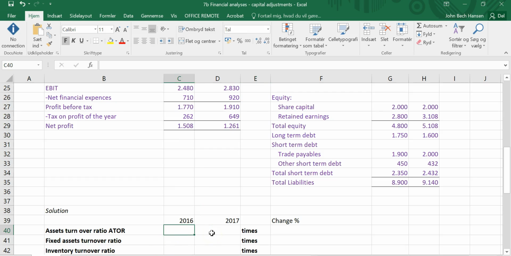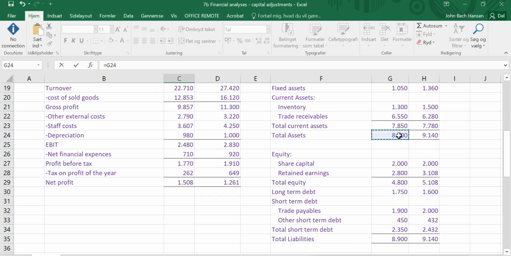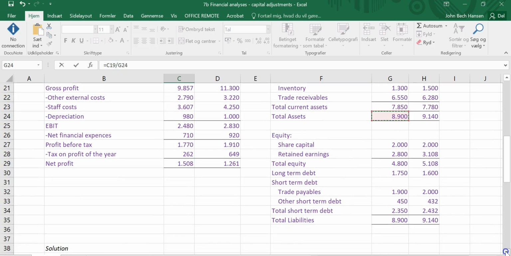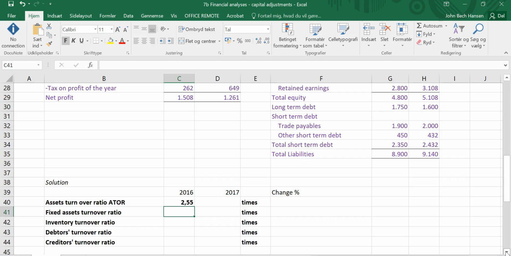Assets turnover ratio, I can take the total assets, I have it here, the total assets in the company. And I have to divide that up in the turnover. Well, actually I should have started with the turnover and divided by the total assets like this. And let's see. So it says 2.55. So 2.55 times the total assets has been turned over, so to speak. And you could also say that the turnover is 2.5 times bigger than the capital employed in the company. And I can draw that over here and see the development. And actually, we have a higher turnover of our assets in 2017, so it's a good development.